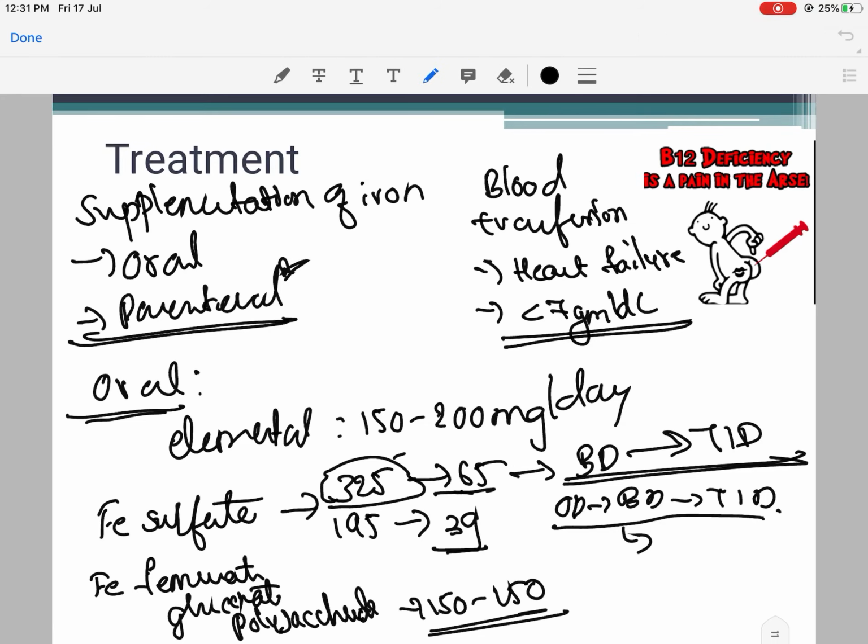So once you start with oral iron, how many months to continue? Generally hemoglobin increases by 2 grams per deciliter in about 3 weeks, and returns to normal in about 2 months.